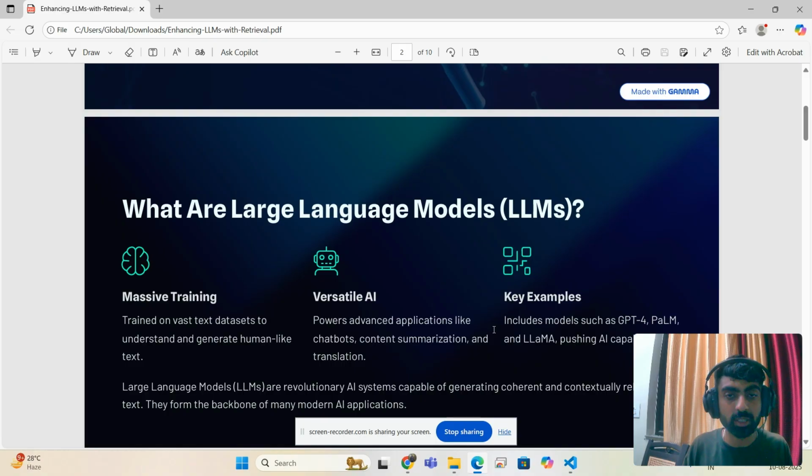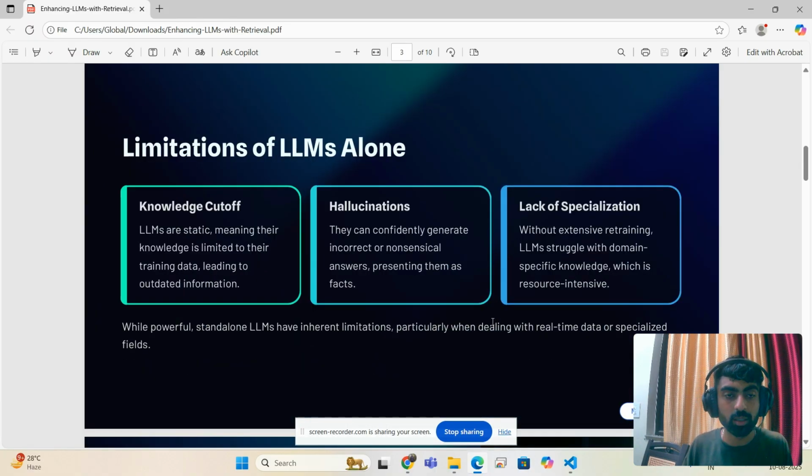These large language models are nothing but deep learning models which are trained on the entire internet data set. Now, these large language models have two powers. First is their reasoning ability like a human, and second is their information power. Okay. Now, what are the limitations of LLMs? There are basically three limitations of LLMs. First is knowledge cutoff, second is hallucinations, and third is lack of specialization. This lack of specialization limitation gave birth to the concept of RAG.